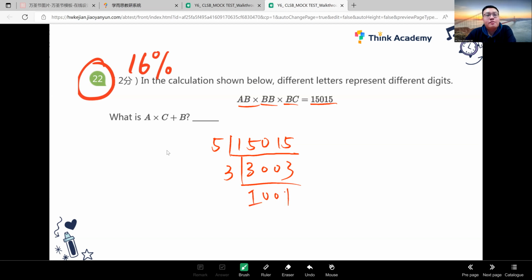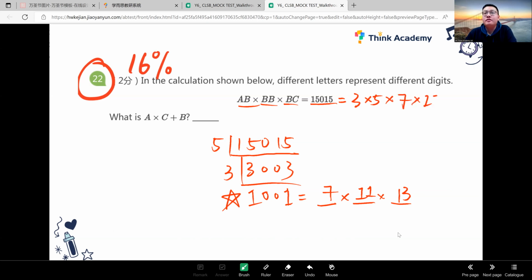Okay, guys, this number is so special. Can you tell me this number equals what? It equals 3 prime numbers multiplied together. Do you remember that? 1001 is 7, 11, and 13. That's right. Just remember this. It's really important, guys. So we know that this number equals 3 times 5 times 7 times 11 times 13. Guys, so far so good?